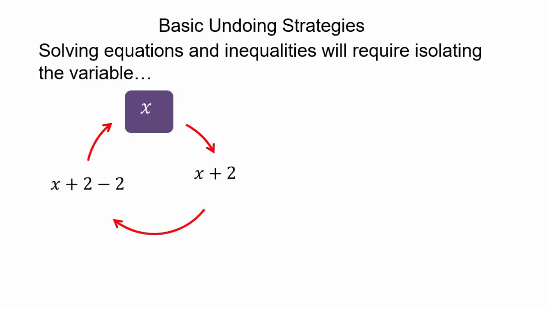Solving equations and inequalities will require us to isolate the variables. So for example, if you had x and it was transformed, when you do something to it, it's called a transformation. And what are we doing? We are adding a 2 to it. If you transform the original x to x plus 2, how do we recover it back? What do you think we should do? Good. We should subtract a 2, and then we'll recover our x back.